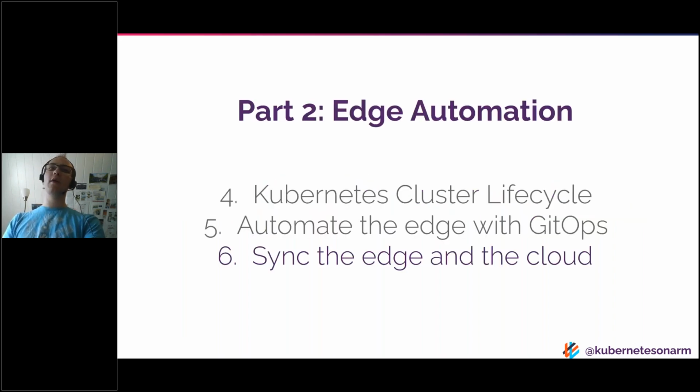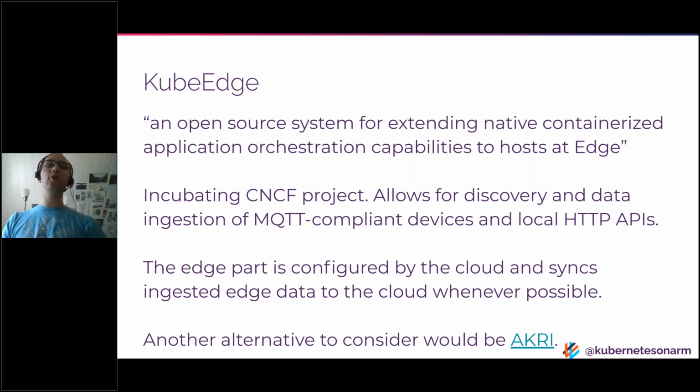Then finally, how do you keep these things in sync with the MQTT data, for example? You can do that using KubeEdge or Akri. KubeEdge is an open source system for extending native containerized application orchestration capabilities to hosts at the edge. So in plain text, that means that you can have devices at the edge. You install KubeEdge on those devices, and then it's going to handle the synchronization of the data between the cloud and the edge using some policies, but kind of automatically. You don't have to figure it out, and you don't have to change your application.